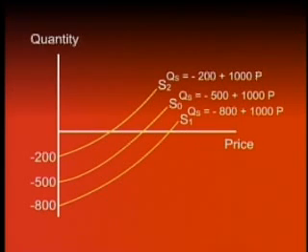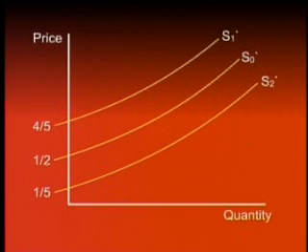So let's see how this particular supply function can be drawn in PQ space. All that is involved is flipping the equation in terms of P and expressing Qs in terms of P. So the first equation, which is Qs equals minus 500 plus 1000P, becomes P equals half plus Qs over 1000. We represent it with S0 prime. The second equation would be P equals 4 over 5 plus Qs over 1000, and we represent it with S1 prime. And the third equation, in which C was minus 200, we would have P equals 1 over 5 plus Qs over 1000.